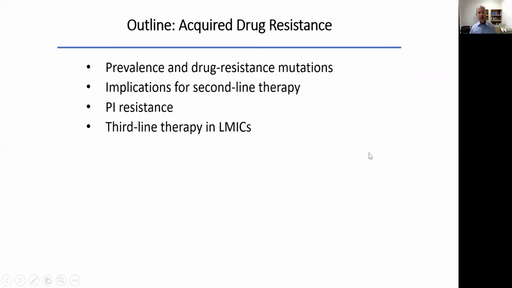So I'll move on to the second part of this talk, which pertains to acquired drug resistance. I'll review the prevalence of acquired drug resistance and the patterns of resistance mutations that are observed, the implications of acquired drug resistance on first-line therapy for second-line therapy, and final slides on PI resistance in low and middle-income countries and third-line therapy in low and middle-income countries.